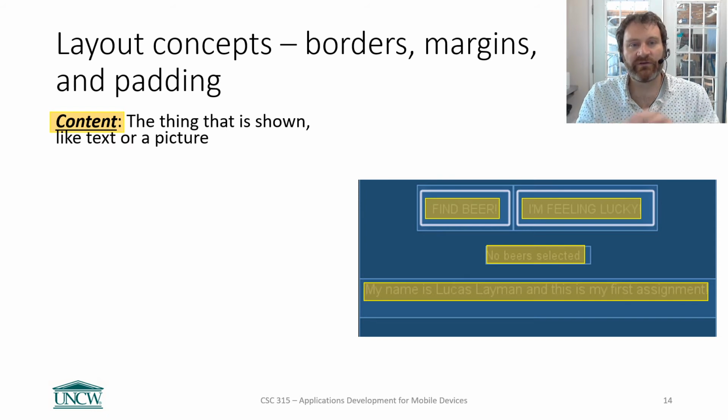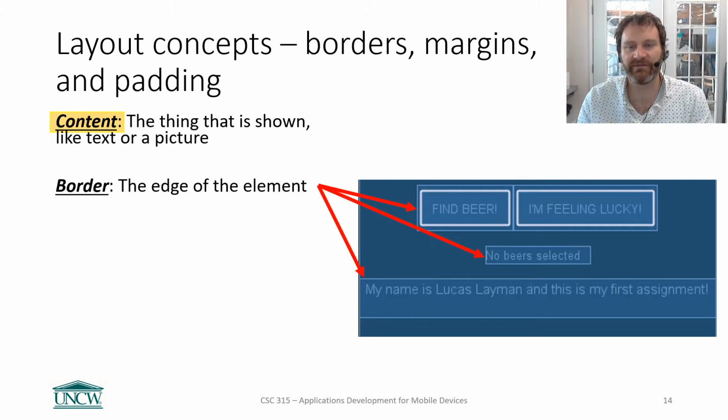Okay, so first of all, the content of a widget. We're speaking predominantly about widgets here. The content of the widget is the thing that is shown. Text, the button shape and color, and picture. That's the content, okay? The content of the thing. The border is the edge of your view element. Okay, so if you were to look at this in the blueprint view, this is the border.